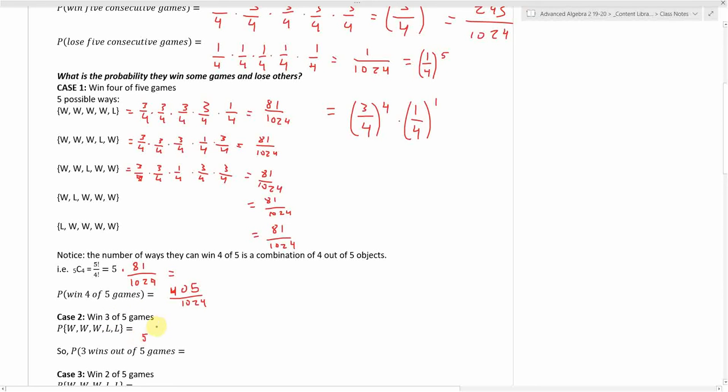We would do 5 games. We're choosing 3 of them to win. In each of those different scenarios, they have to win 3 times and lose 2 times. They're going to win 3 and lose 2. And if we type that into the calculator, you'll get 270 over 1024. So there's a 270 over 1024 chance that they would win 3 out of the next 5 games.